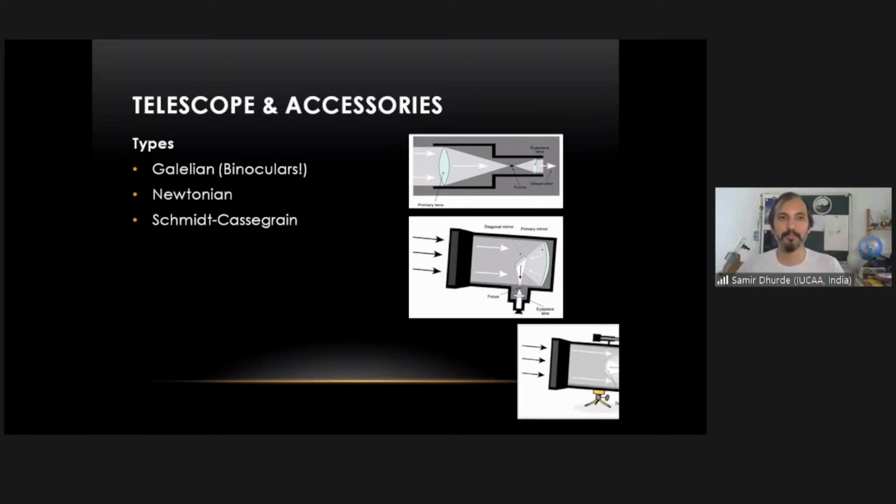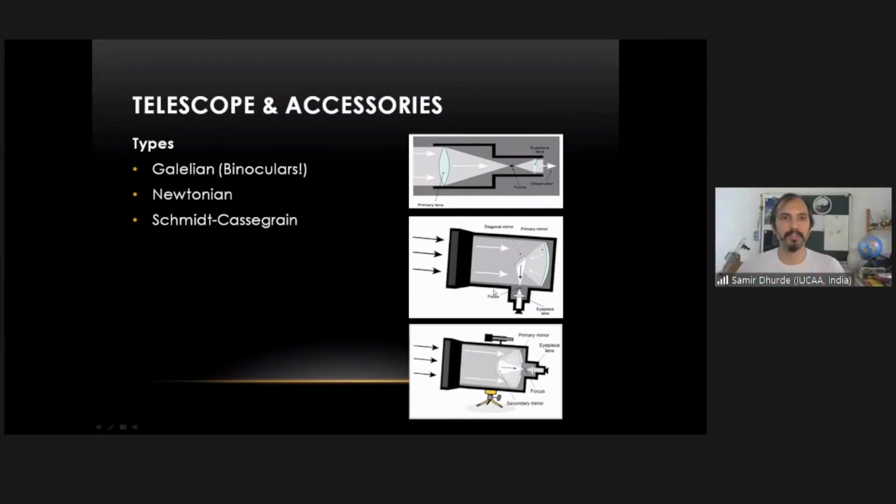So Newtonians became popular, but over time, people thought that when I want to see something in this direction, I have to actually put my eye perpendicular to it. For many people, that was inconvenient. So another technology came in, which is called the Schmidt Cassegrain, which is an improvement on the Newtonian telescope. In this figure you will see what was done.